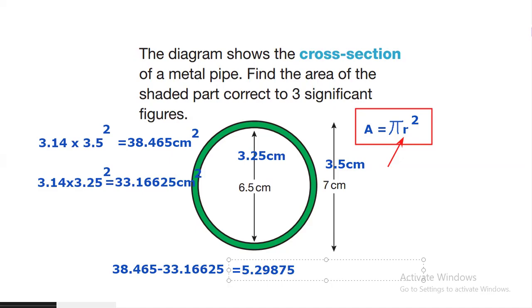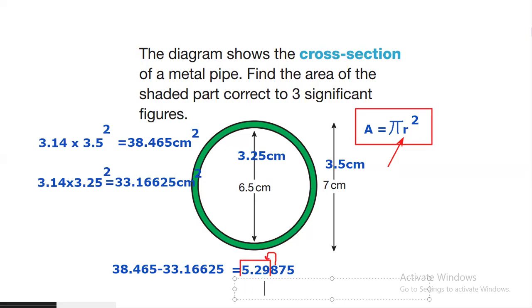Now, I need the answer correct to three significant figures. Three significant figures means I need three numbers within the final answer. And three numbers means like this. These are three numbers. So I look at the first number outside this box. It's an 8. The 8 is big. This will add 1 to the 9. And when you add 1 to the 9, it will become 0.